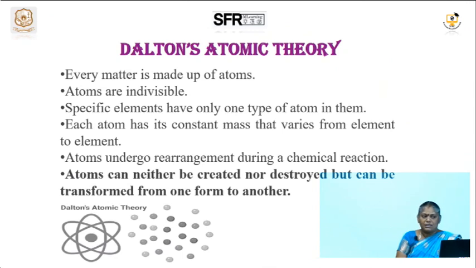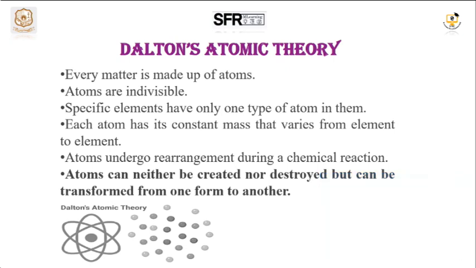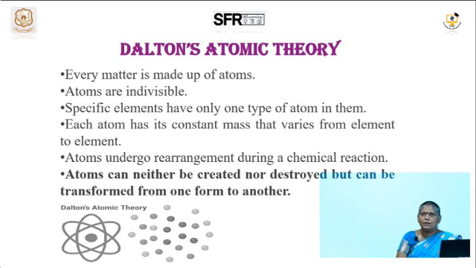Dalton's atomic theory says that every matter is made up of atoms and atoms are indivisible. Specific elements have only one type of atom in them. Each atom has its constant mass that varies from element to element. Atoms undergo rearrangement during a chemical reaction. Atoms can neither be created nor be destroyed, but can be transformed from one form to another form.